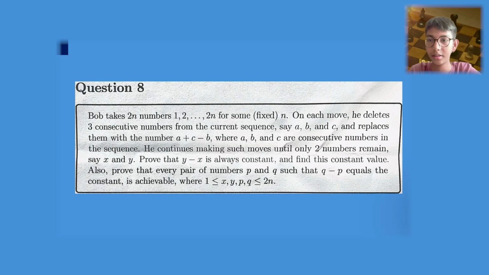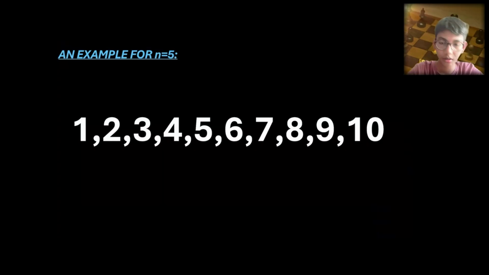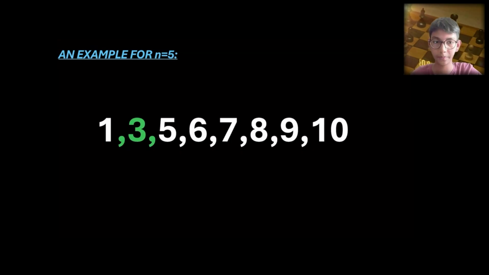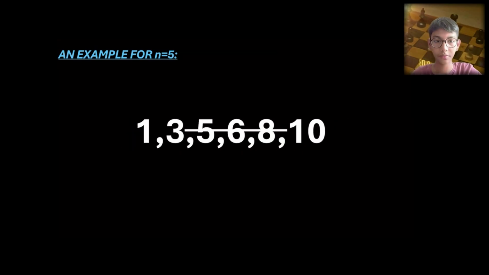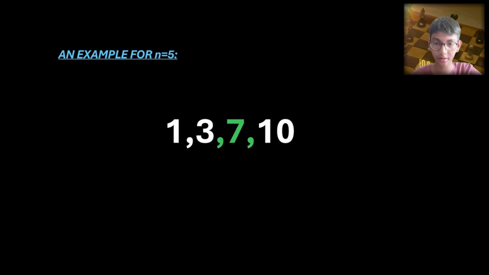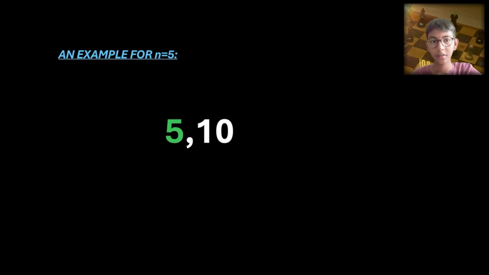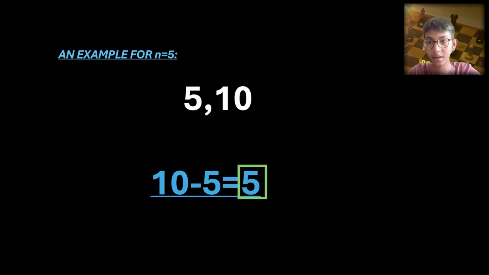So let us consider an example for n equal to 5. So we'll have numbers from 1 to 10. Let us select 2, 3, 4 and we will replace it by 4 plus 2 minus 3, which is 3. Now let us select 7, 8, 9, which will give us 8. Then we select 5, 6, 8, which gives us 7. Then we select 1, 3, 7, which gives us 5. So in the end, we have 5, 10 and the difference is 5. And 5 is also the value of n. So n could be the constant or the invariant for this problem.